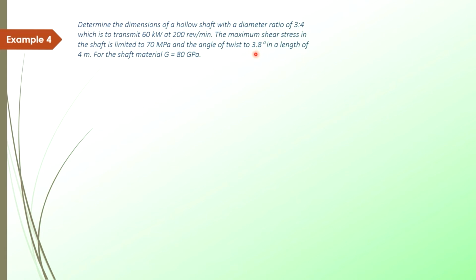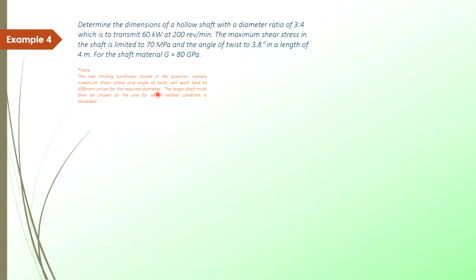Okay, so this question here includes the angle of twist. So that means we have to consider both strength and stiffness relationship. The twist they have given is 3.8 degree in a length of 4 meter. Now for the shaft material, the shear modulus is given as 80 GPa. So note that the two limiting conditions stated in the question, namely the maximum shear stress and the angle of twist, will each lead to different values for the required diameters.